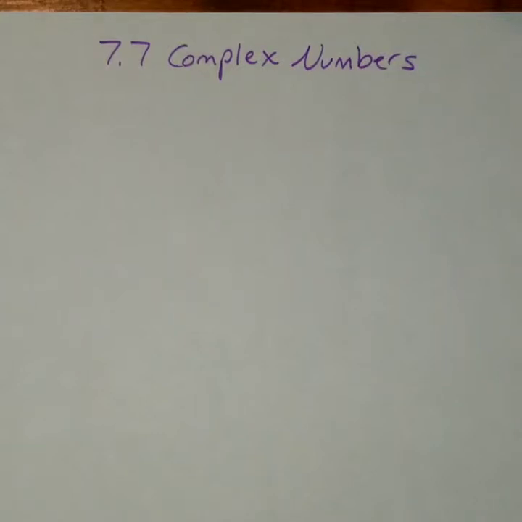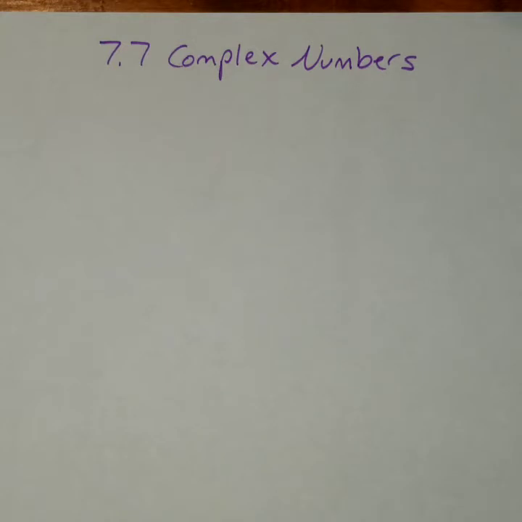Section 7.7, we're going to deal with a topic called complex numbers. It's a new type of number system that we haven't dealt with yet. It is the end of Chapter 7, which is the end of our discussion on radicals, and so we will be seeing some roots in this section, particularly square roots. We're actually going to focus quite a bit on square roots.